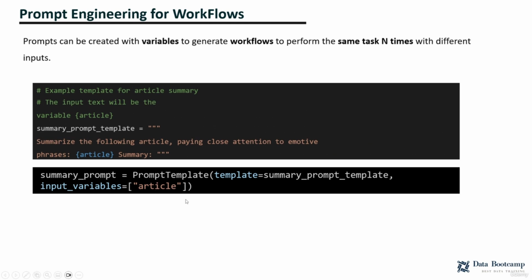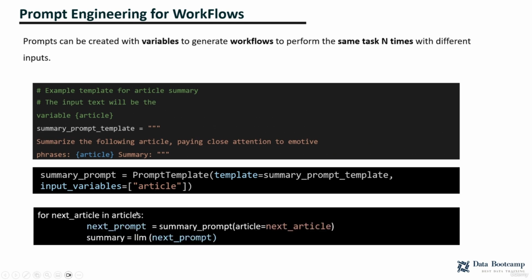What is the next step? It would be to iterate through all the articles to obtain the summaries, which is what we're doing here with a for loop. We're going to program a for loop that goes article by article within the list of articles and uses the summary prompt function we just generated.